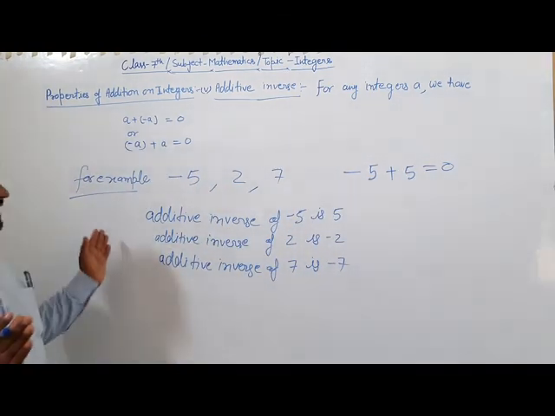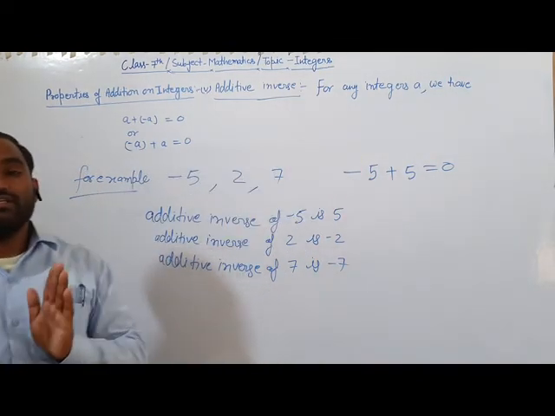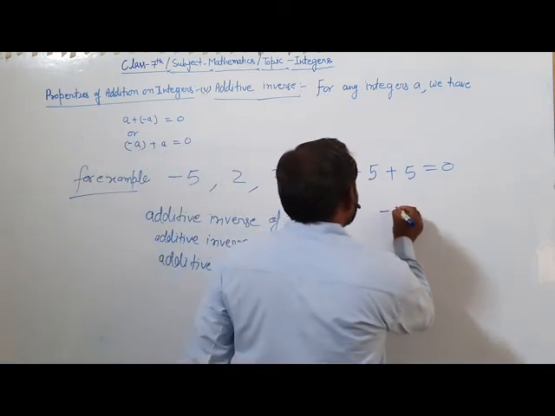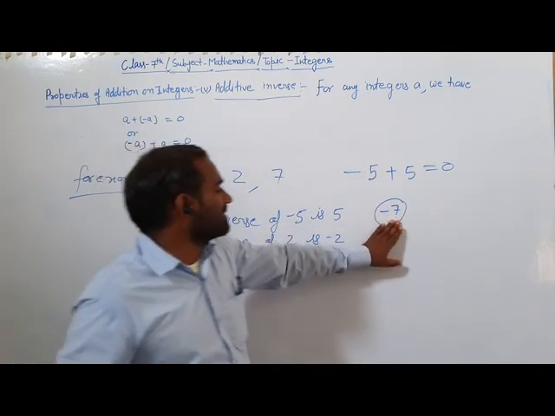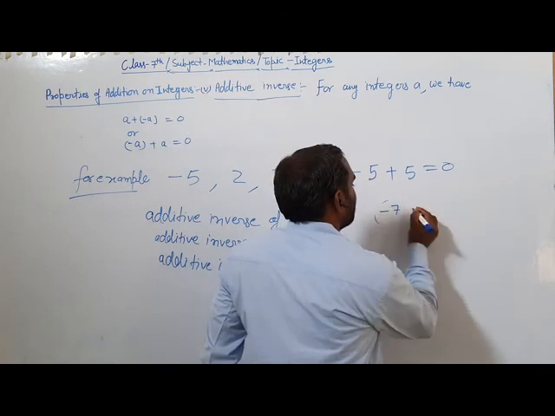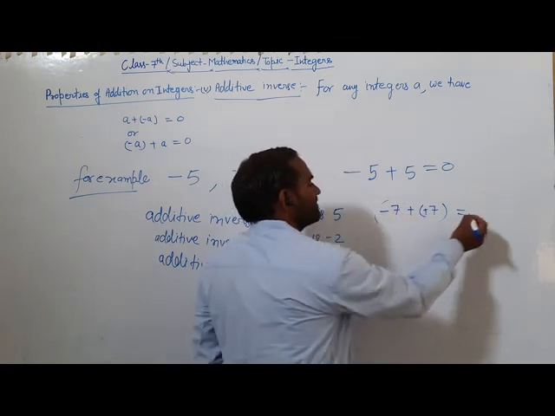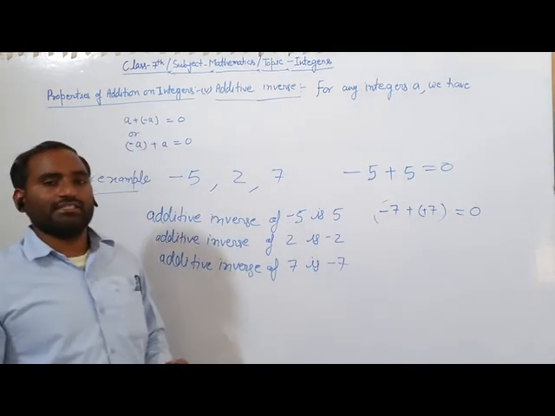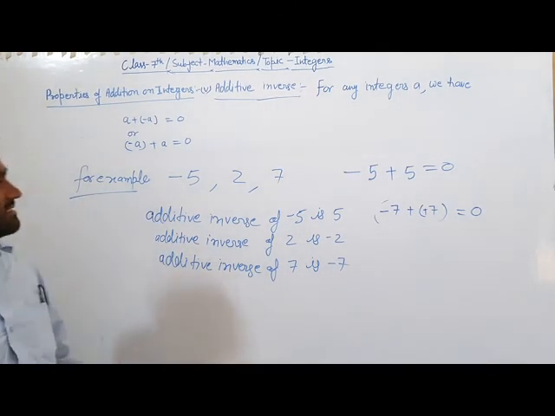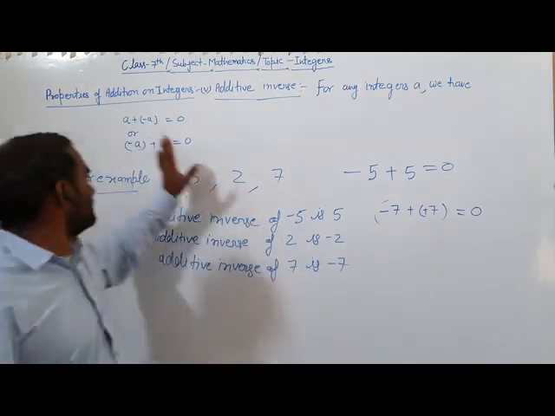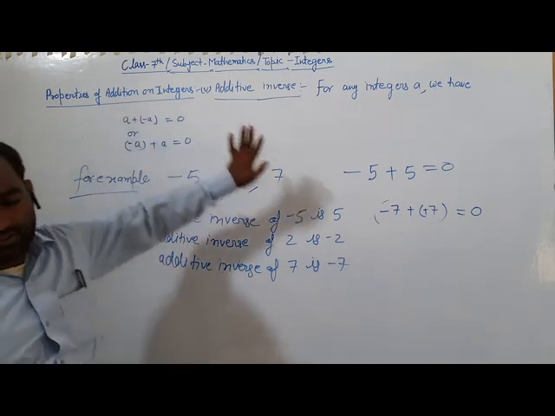Addition of an integer with its additive inverse is 0. For example, -7 is an integer. The additive inverse of -7 is plus 7. So the sum of both is 0. If we add any integer with its additive inverse, the answer is 0. So this is the additive inverse property of addition on integers.